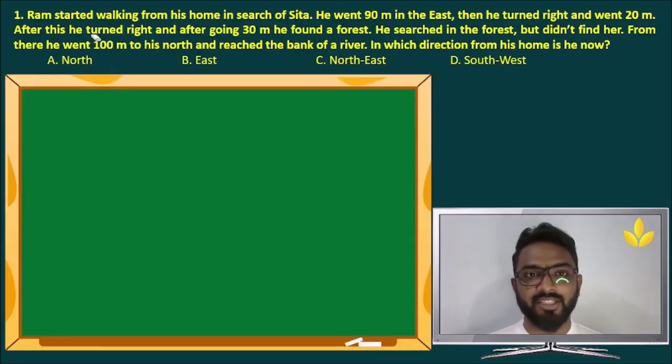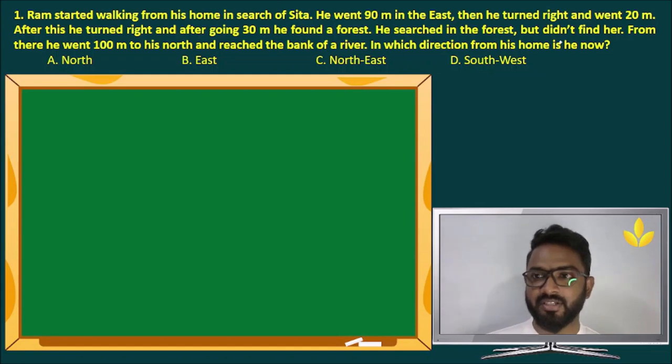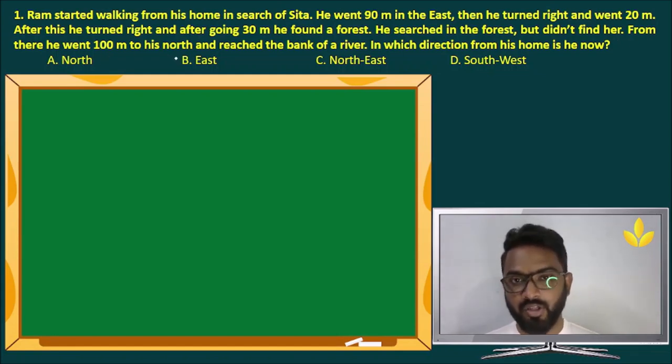The first question says, Ram started walking from his home in search of Sita. He went 90 meters in the east, then he turned right and went 20 meters. After this he turned right, and after going 30 meters he found a forest. He searched in the forest but didn't find her. From there he went 100 meters to his north and reached the bank of a river. In which direction from his home is he now?